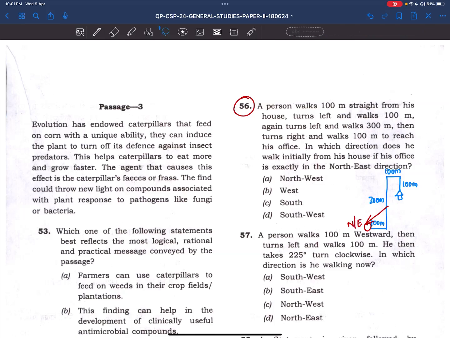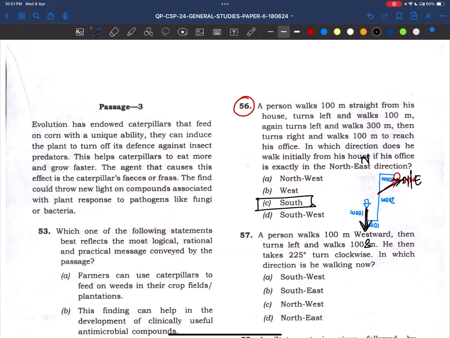We'll do one thing simply. We'll rotate this. See here. He's telling office is in the northeast direction, right? This is the northeast direction. And he's asking, in which direction does he walk initially? He walked initially in this direction, right? If this is northeast, that means this is north, this is south. So he initially walked in the south direction.